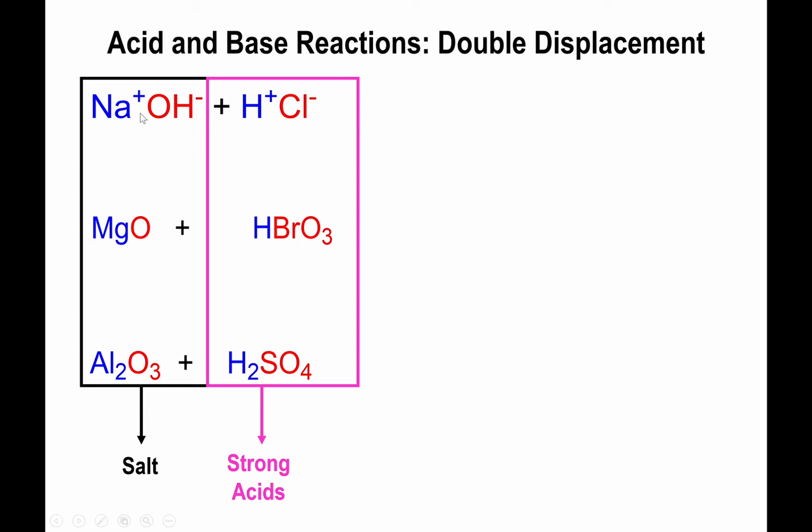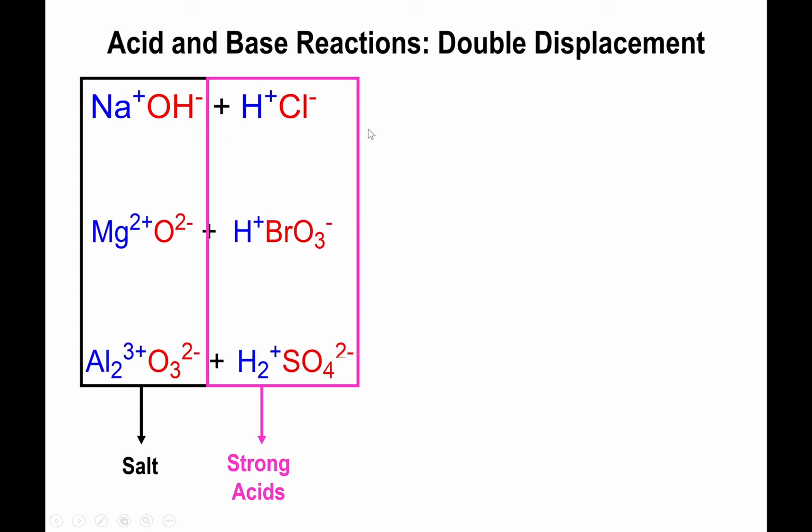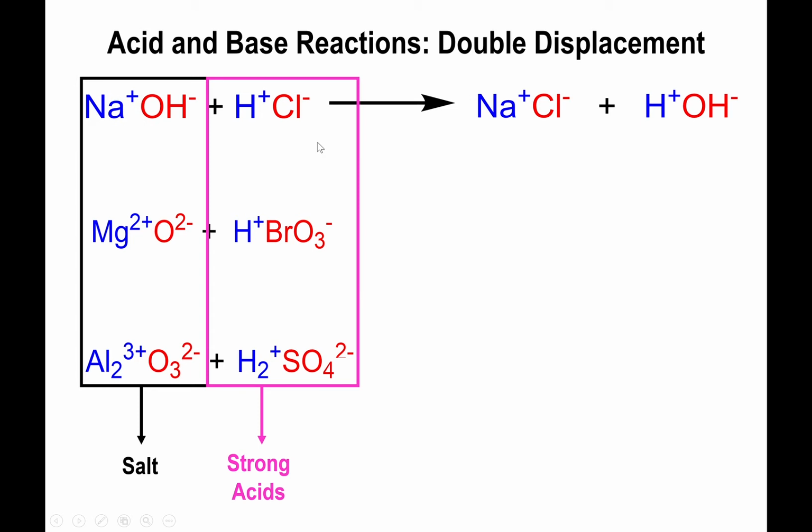So you could look at this from the point of view of a double displacement reaction where you copy everything down in terms of the charges for the cations and then you swap the anions. So for magnesium oxide, you're dealing with magnesium 2+. Bromic acid, H is going to be H+. Aluminum oxide, aluminum is 3+. Sulfate is 2-. So you can look at the charges to arrive at the conclusions here, right?